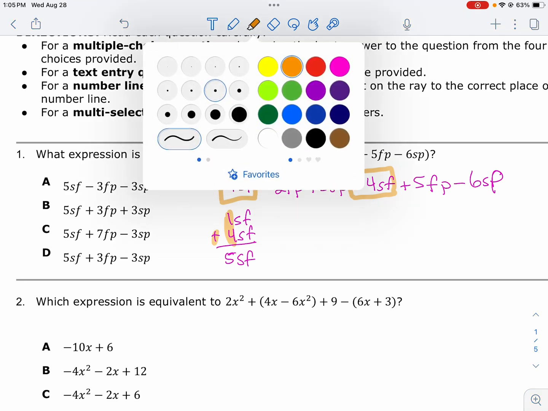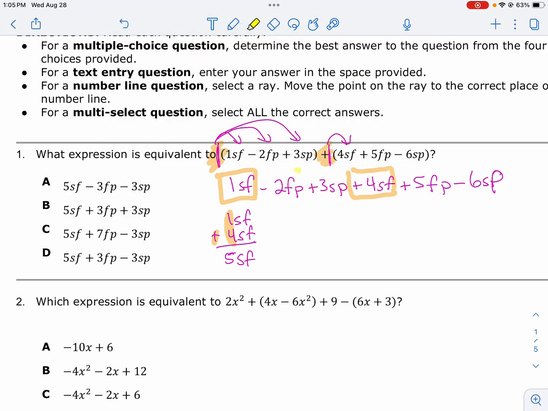Now I'm ready to move on to the second type of term. I just go to the next thing I see. I'm going to draw a circle around it. So I have a negative 2FP. And I also have down at the end a 5FP. So I'm going to write my FPs together. There's negative 2, there's 5. We always add, and I get 3FP.